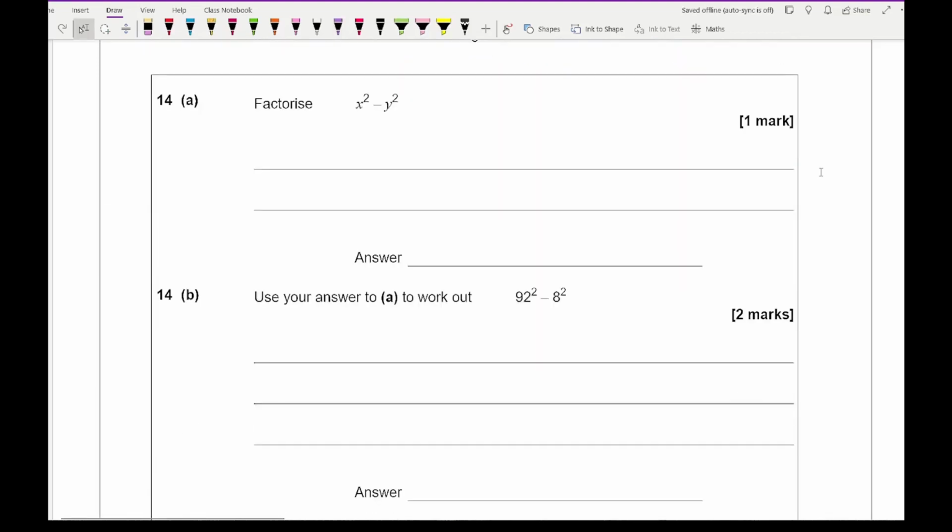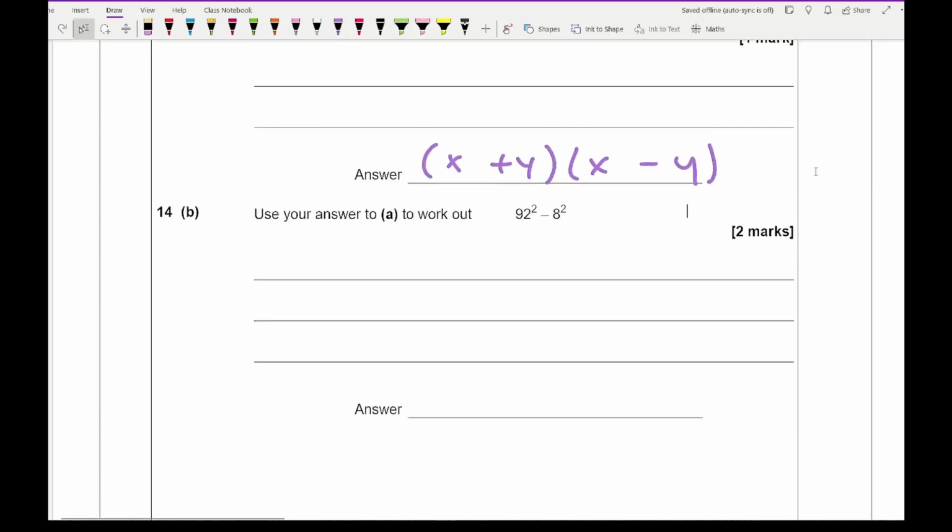Then moving on to question 14, it says factorize x squared minus y squared. So again, recognizing that this is a difference of two squares, I have x plus y, x minus y. Then it says for question 14b, use your answer to work out 92 squared minus 8 squared. Now it does say use your answer, so I have to use the factorization. I can't just work out what 92 squared is and what 8 squared is and then take away the two answers. I need to use the algebraic expression in part A to answer this question.